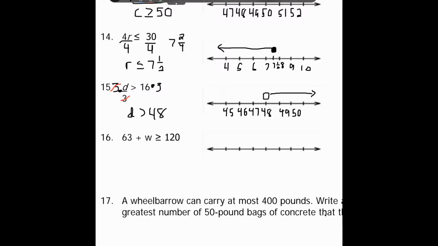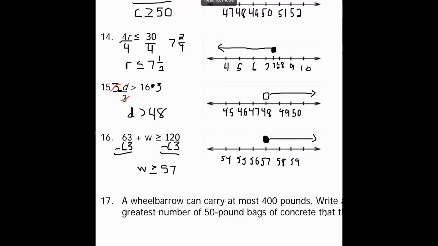Number 16. 63 plus w is greater than or equal to 120. The inverse of addition is subtraction, so I'm going to subtract 63 from both sides, which means w is greater than or equal to 57. Let's put 57 on our number line. 55 and 54. We're going to put an open circle above 57. That open circle is going to get filled in because it is greater than or equal to, and we are pointing to the right.